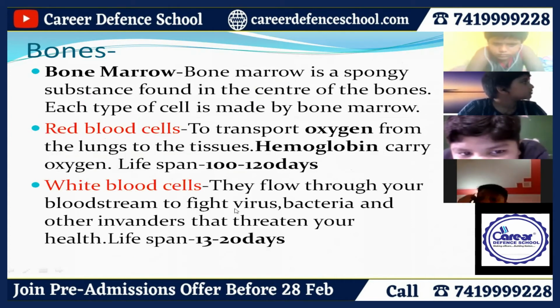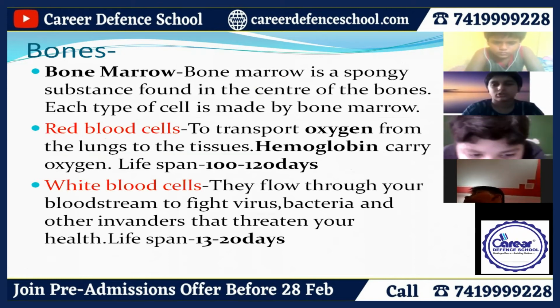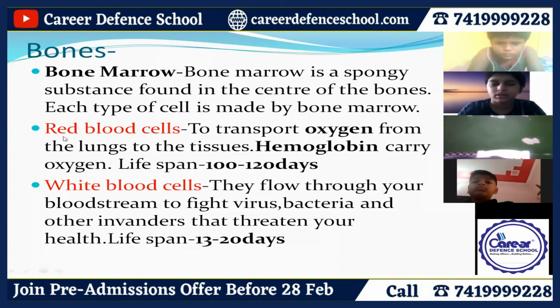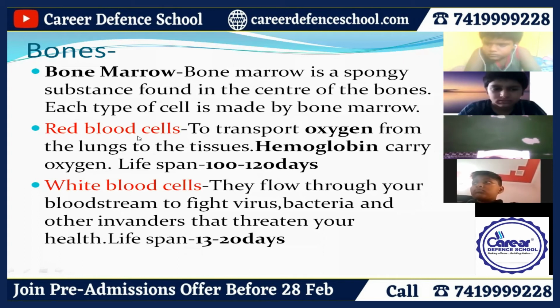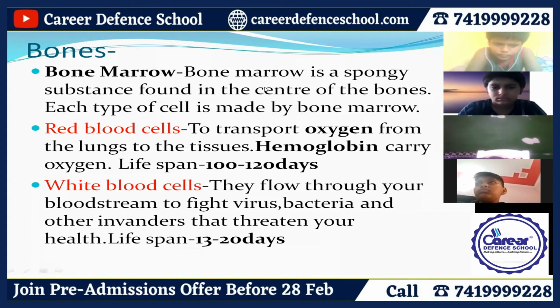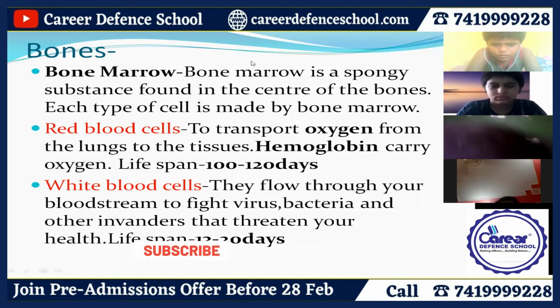Then we did bone marrow. Bone marrow is a spongy substance which makes each and every cell of your body. So there are basically two types of blood cells, red blood cells and white blood cells. What are red blood cells? Red blood cells carry the oxygen and pass it to each and every cell of your body.